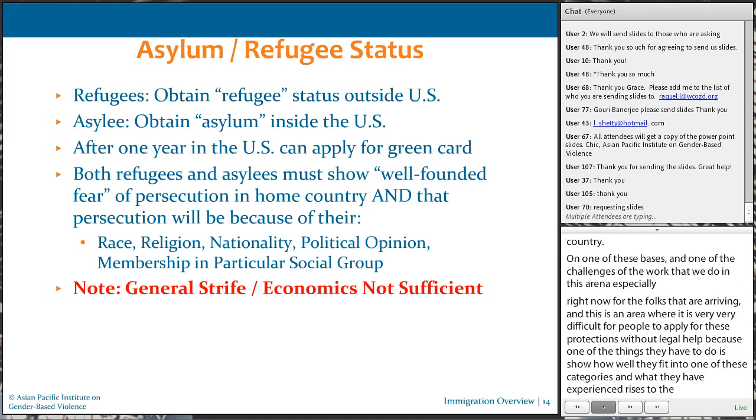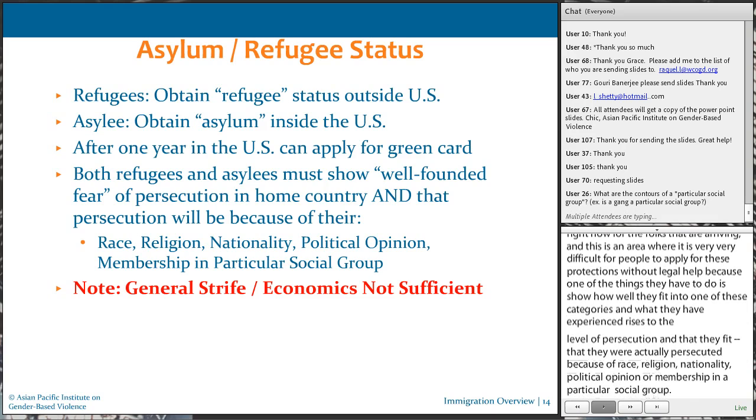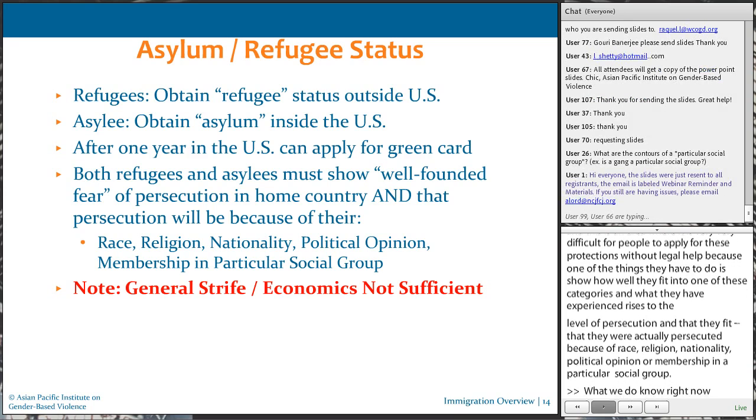And I want to just flag for you what we do know right now: the federal government sets a cap of refugees, how many they're going to take every year, and the previous administration had agreed that they were going to take, I believe, 120,000 refugees this year, and then the new administration came in and they lowered that number to about 50,000.